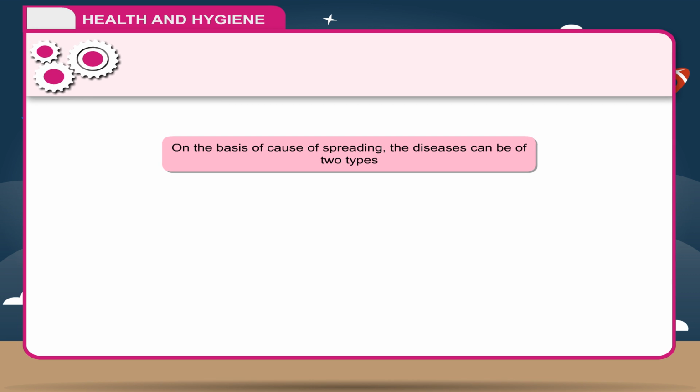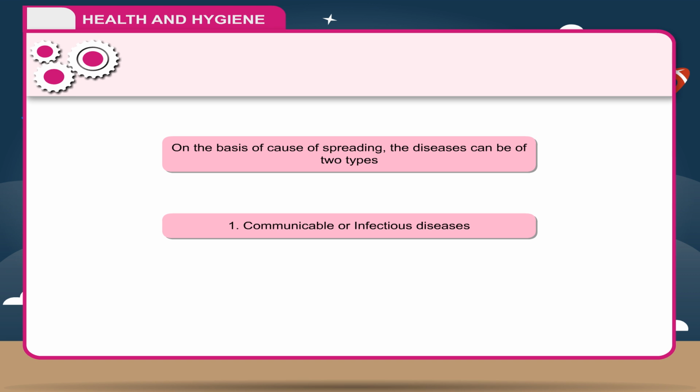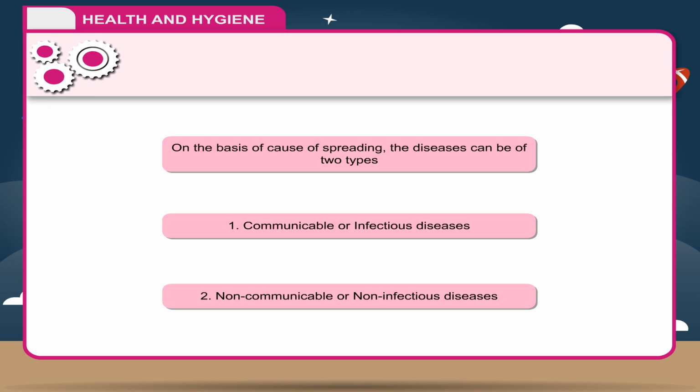On the basis of cause of spreading, the diseases can be of two types. 1. Communicable or infectious diseases. 2. Non-communicable or non-infectious diseases.